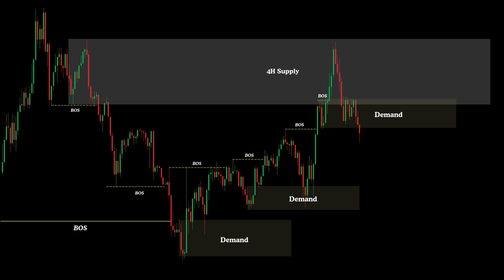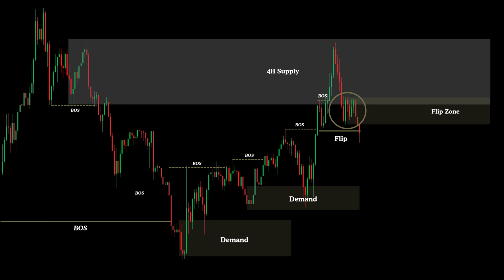Also, after tapping the higher time frame supply, price retraced downward and after a small reaction flipped the most recent demand by breaking and closing below it. At this point, price is expected to realign with the higher time frame direction, which is bearish. So now we have a valid flip zone on the 15-minute chart represented by this up-close candle.